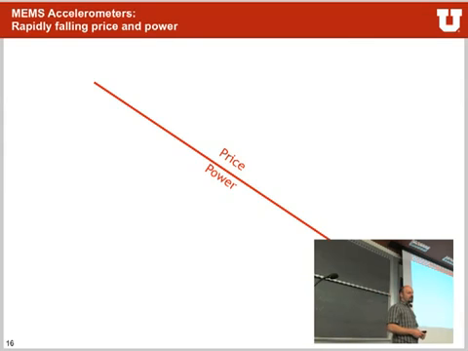Another example, MEMS accelerometers. So the thing that, when you turn your screen, flips your screen around, making sure that it knows what points down, they are becoming cheaper and better.